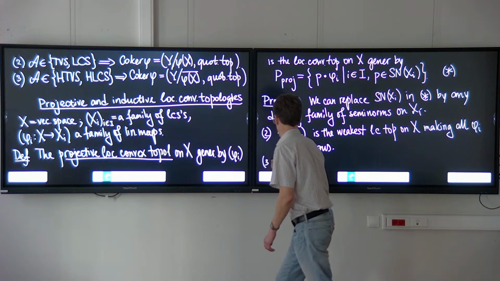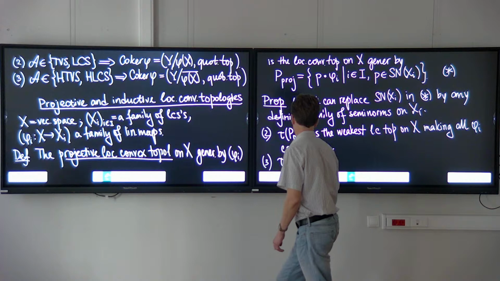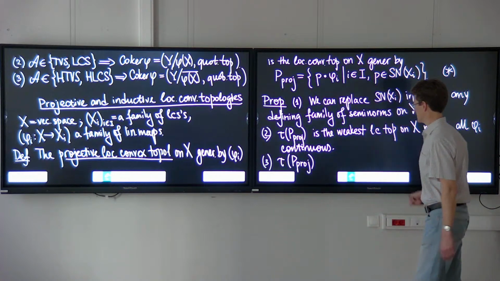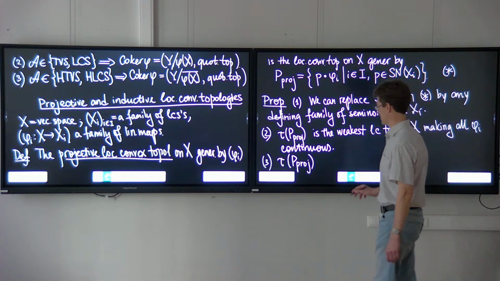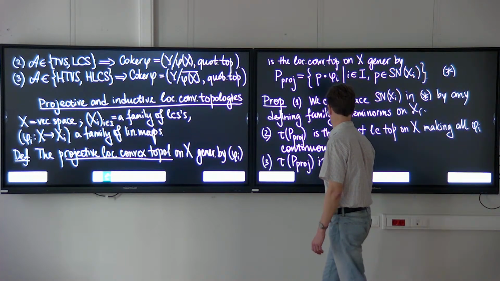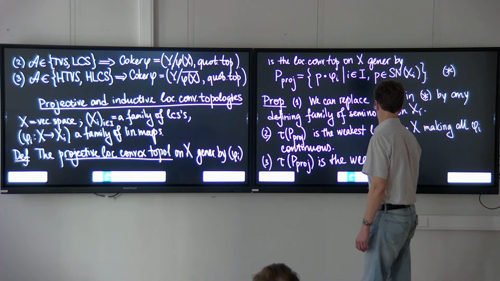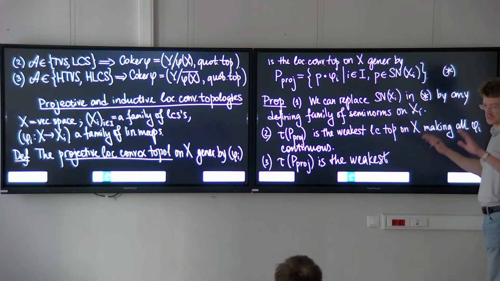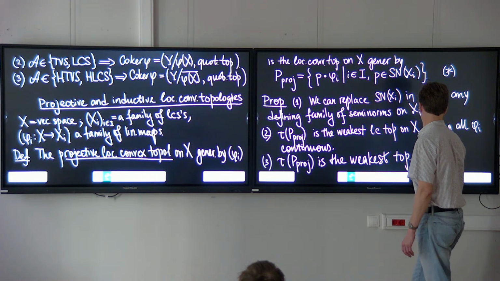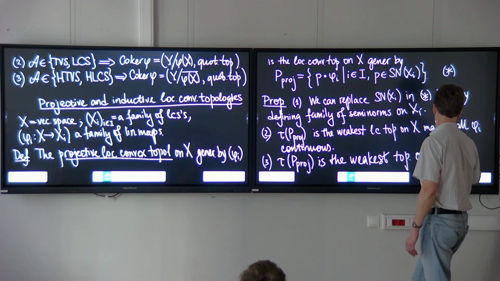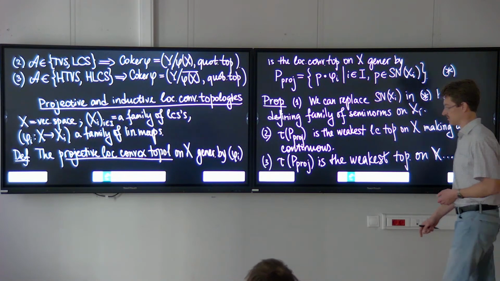Property 3 is similar to property 2, but now I claim that this topology is the weakest among all topologies on X making all these maps continuous. Not necessarily vector topology. No, the weakest in the class of all topologies. It means projective is equal to initial. Yeah, exactly. So this is just the initial topology which you know from your general topology course.